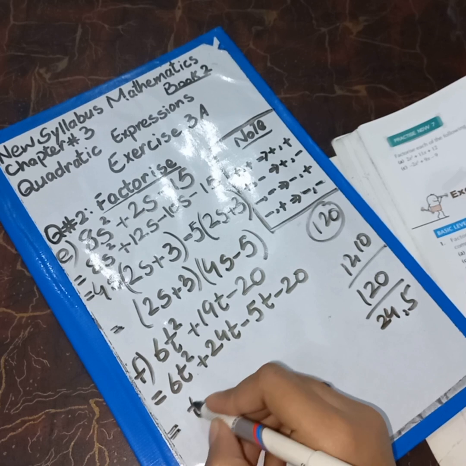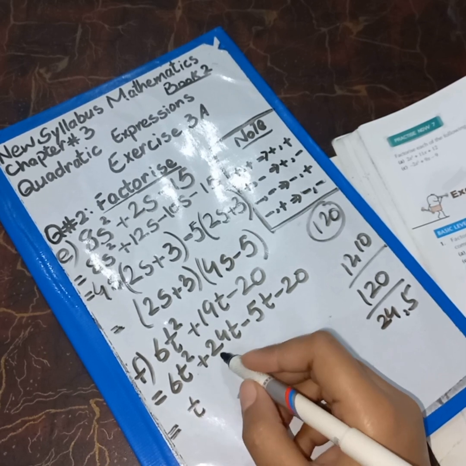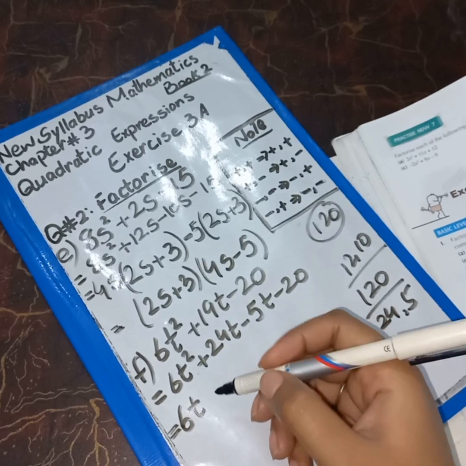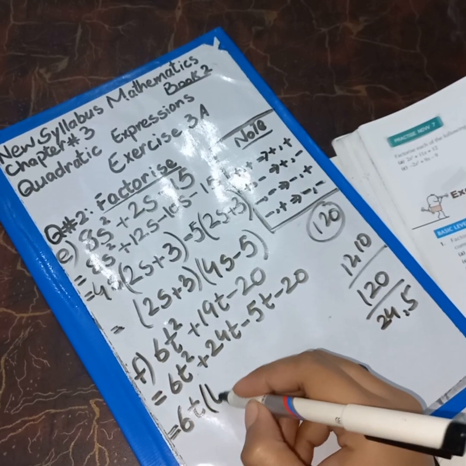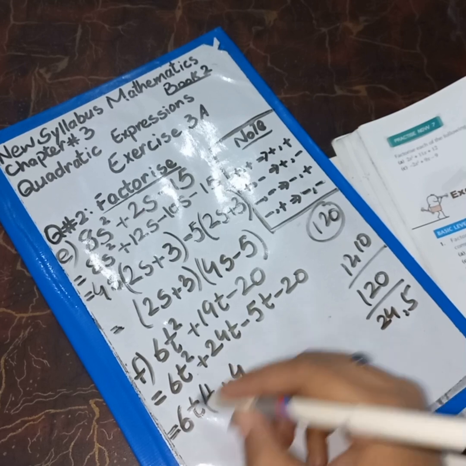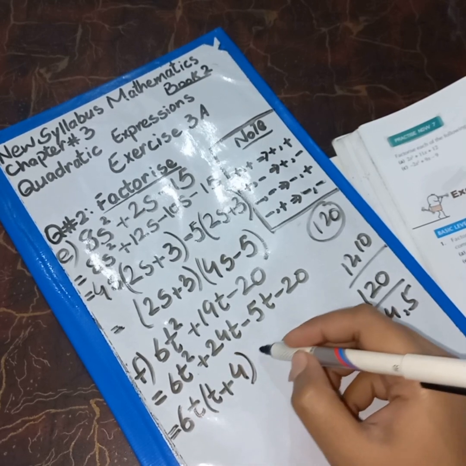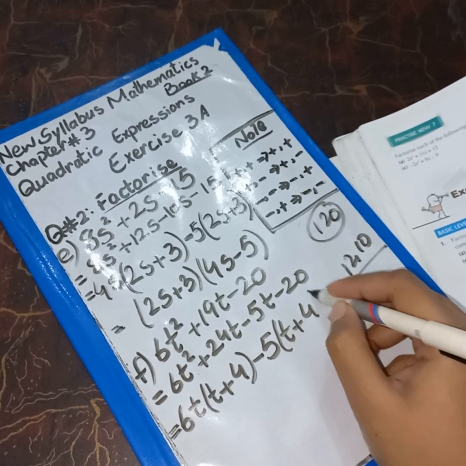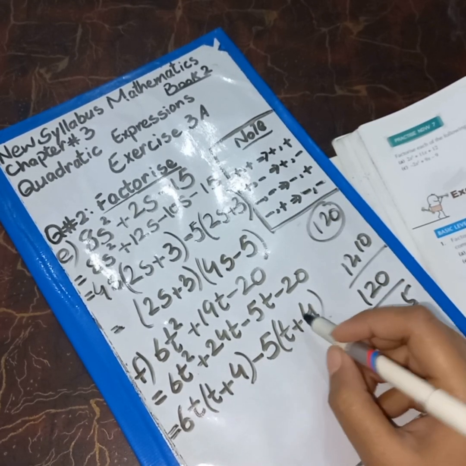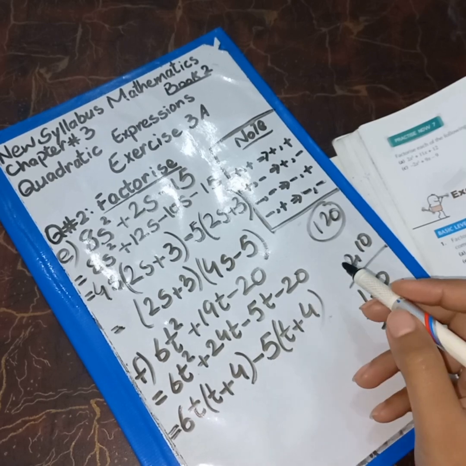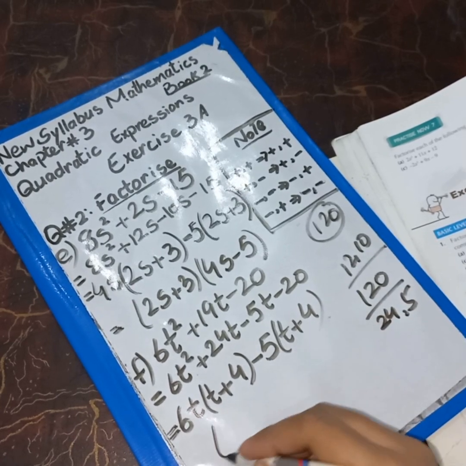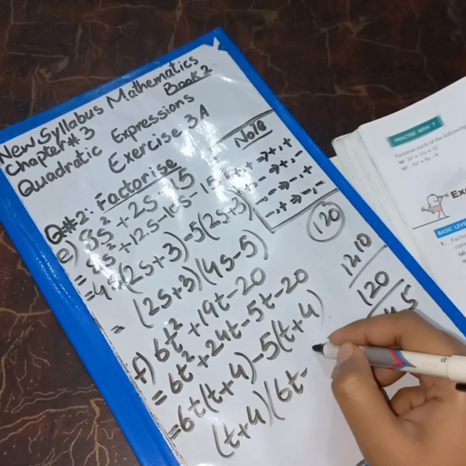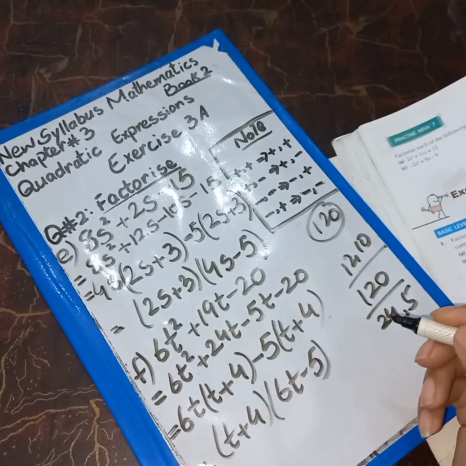Of course t is common among these two, and the common factor among the coefficients is 6. Then t plus 6 4s are 24. There is no need of t over here, it's already outside. Then minus 5, t plus 4, because 5 4s are 20. As you can see both are the same now. So write them together once, and 6t minus 5 with the uncommon factors. That's it.